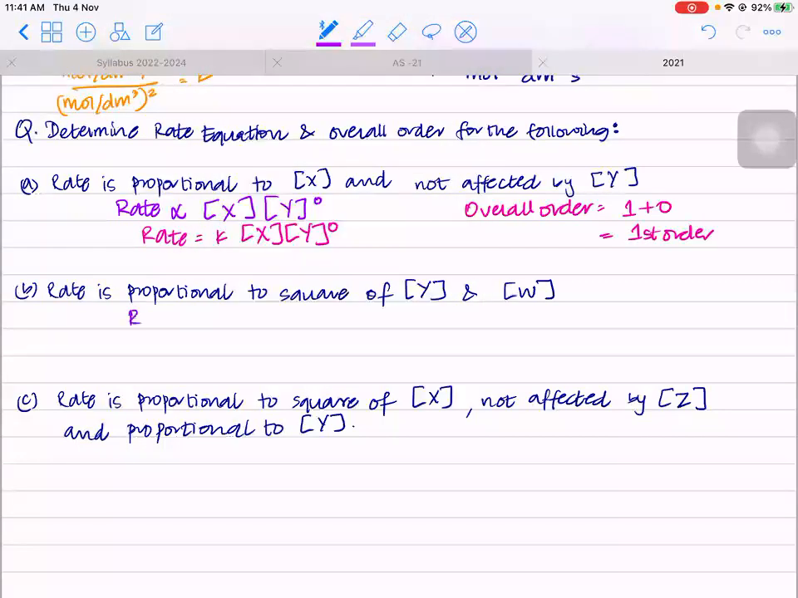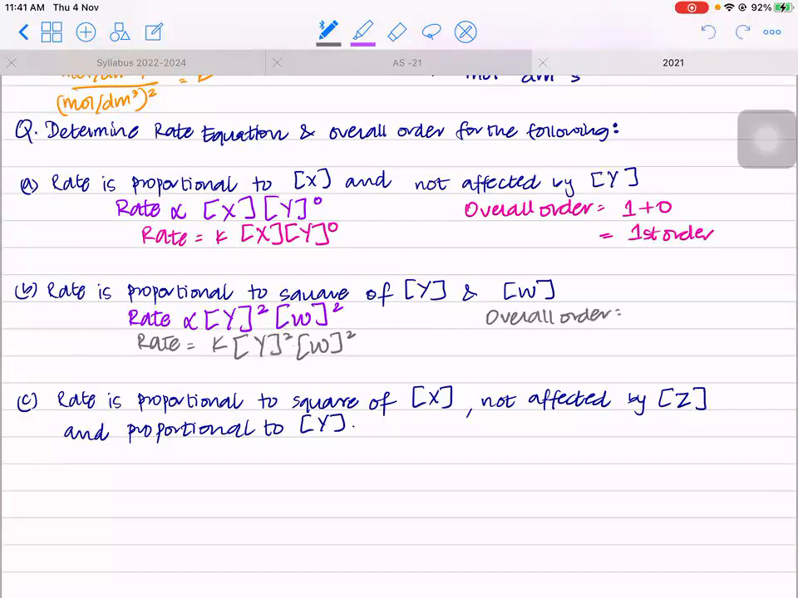Rate is proportional to square of y and w. So rate is proportional to square of y and square of w. So let's see. When we remove the proportionality sign, we will have the rate constant. It will be y square and w square. What will be your overall order? The overall order will be second order plus second order. That would be 2 plus 2, and that is fourth order.